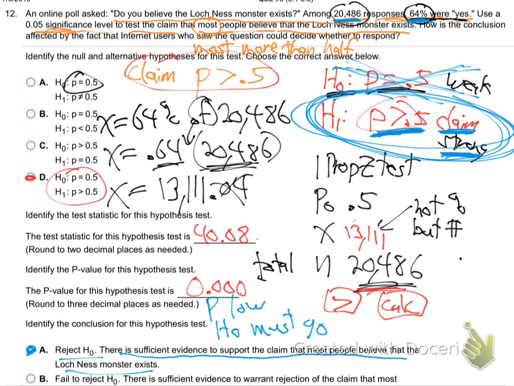Look what it says right here. How is the conclusion affected by the fact that the internet users who saw the question could decide whether to respond? Remember how we studied this way back in Chapter 1, where we said if you give a question where most of the people don't answer it, like on the radio or on an internet website, you say, do you believe in the Loch Ness Monster? Most people aren't even going to answer. They don't believe in the Loch Ness Monster, and they don't care, and they're not going to bother to answer.